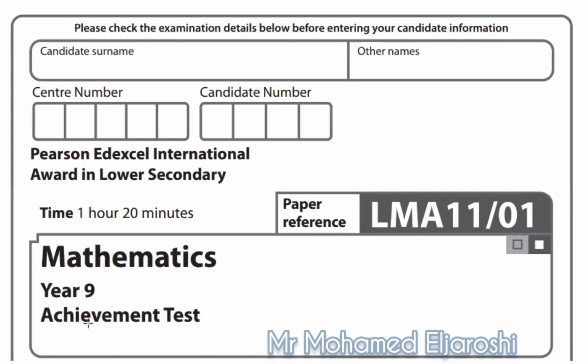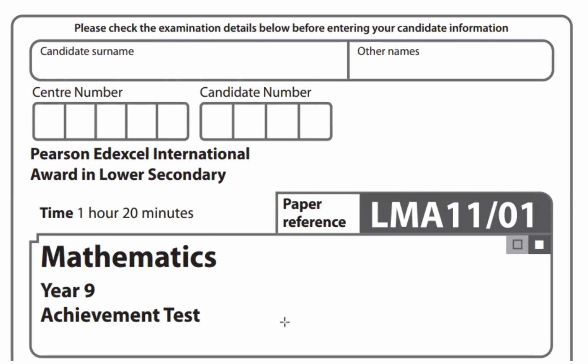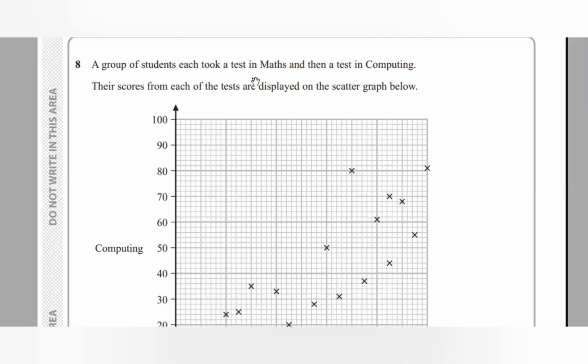In this video, we're going to talk about the Mathematics Year 9 Achievement Test, October 2021. Question 8. A group of students each took a test in maths and then a test in computing. Their scores from each of the tests are displayed on the scatter graph below. So this is the scatter graph and these are the results of these students.